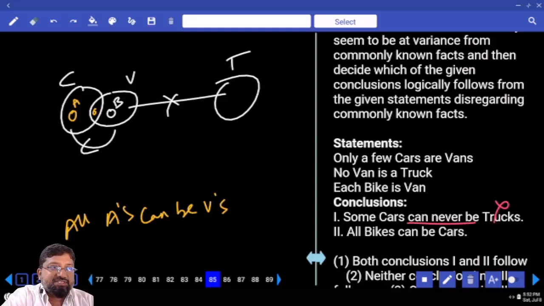Without disturbing C, can't I take A inside V? Yes or no? Is it a possibility? Yes. You should use your brain. Is this clear?